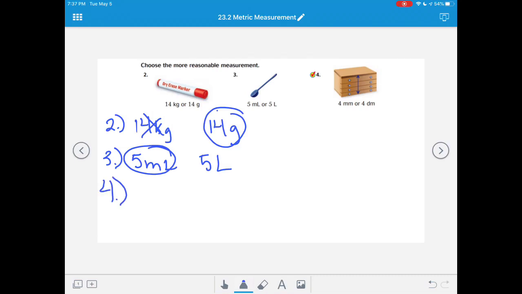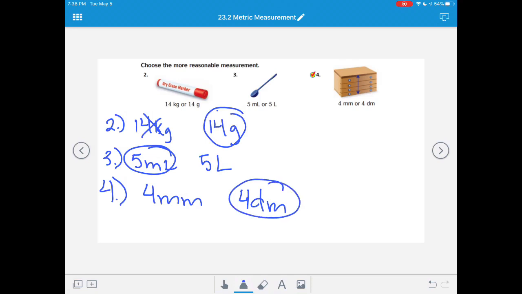And then number 4, I see a set of drawers. Would that be more appropriate to be 4 millimeters? So again, we have that milli, that's very, very small, or 4 decimeters.